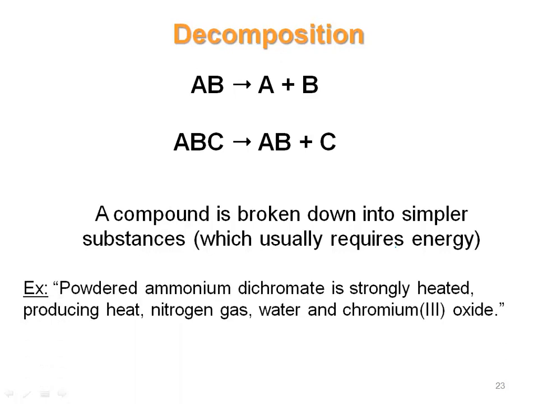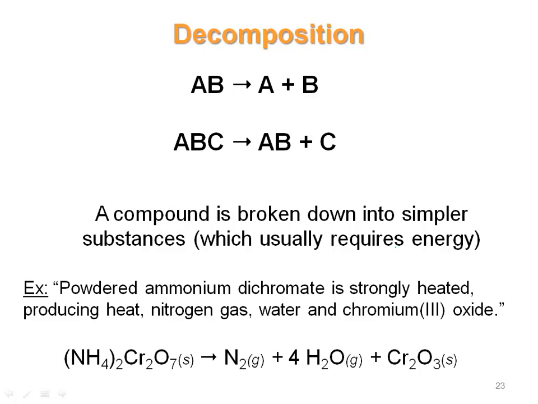A good example of this, powdered ammonium dichromate is strongly heated, producing heat, nitrogen gas, water, and chromium-3 oxide. To write this equation, you would have ammonium dichromate, strongly heated, and on the product side, you'd have nitrogen gas, water, and chromium oxide, like this.